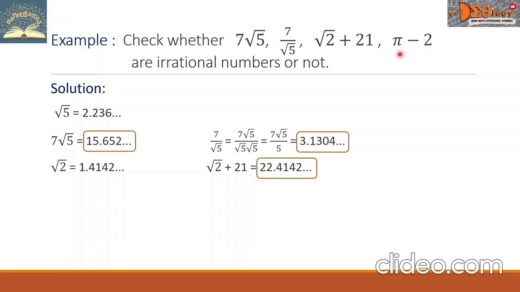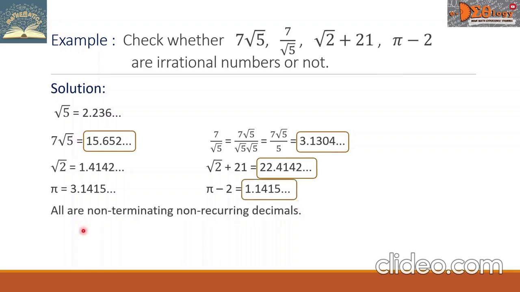Next is pi minus 2. Let's begin with the irrational number pi, and the value is 3.1415 and so on. Then we subtract 2, and the value now is 1.1415 and so on. All the values are non-terminating, non-recurring decimals. So, all these are irrational numbers.